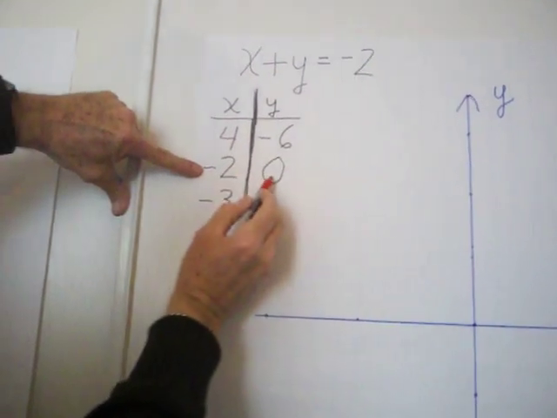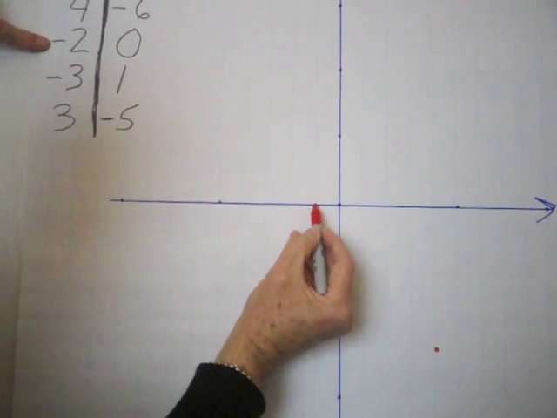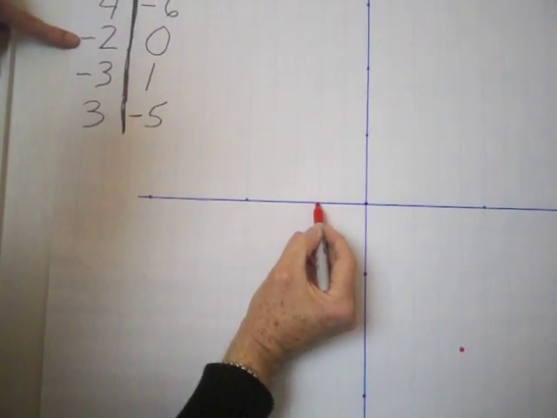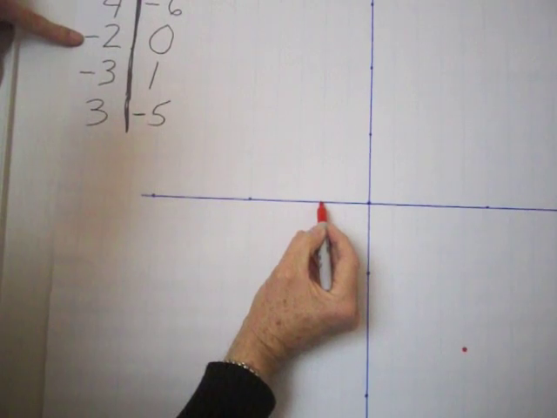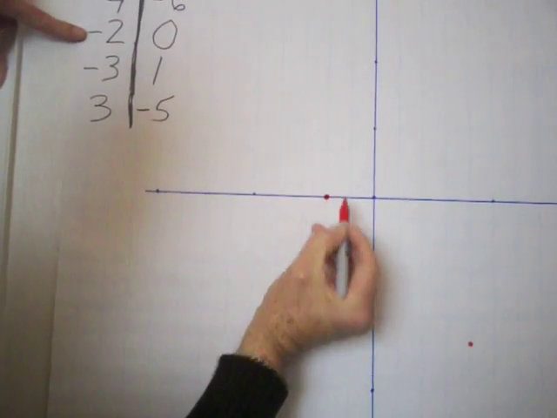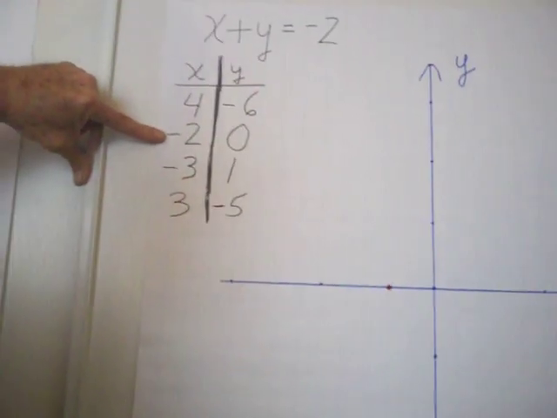X is negative 2 and y is 0. Start at the origin. X is negative 2. Negative 1, negative 2. The value of y is nothing. So we don't go up, we don't go down. We stay right on that x-axis, because y's value is 0. Can't go up, can't go down.